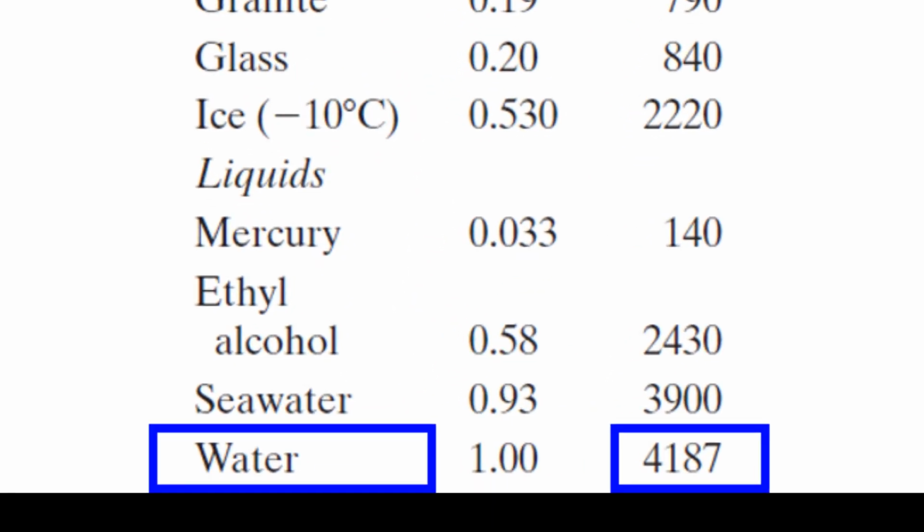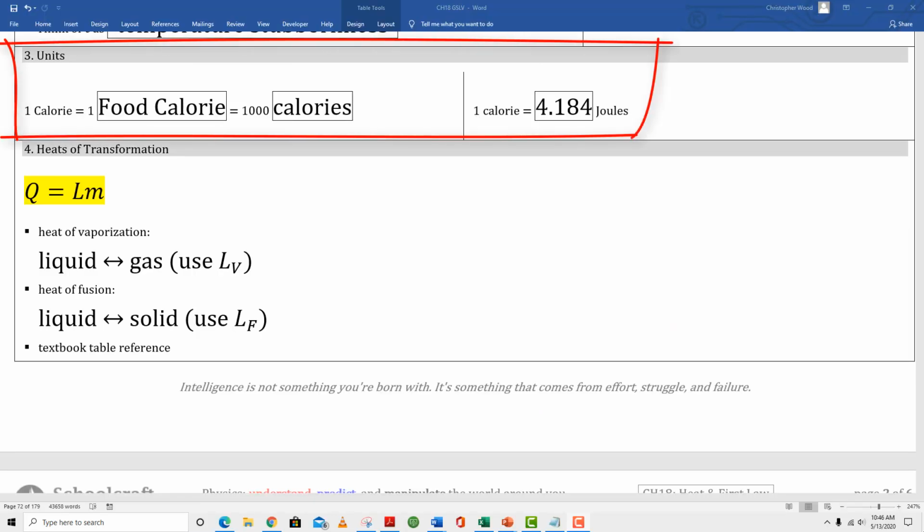Now go all the way to the bottom and look at water. Water is special for a lot of reasons, including its very high specific heat capacity. Compare this number to lead. If I have 1 kilogram of water, I need to add 4,187 joules of heat energy to increase water's temperature by 1 Celsius degree or 1 Kelvin. Similarly, I need to remove 4,187 joules of heat energy from 1 kilogram of water to reduce its temperature by 1 Kelvin or 1 Celsius degree.